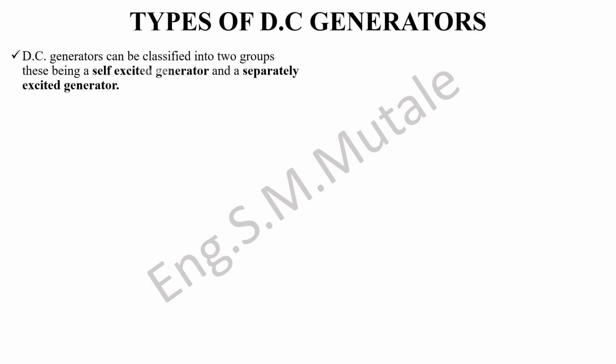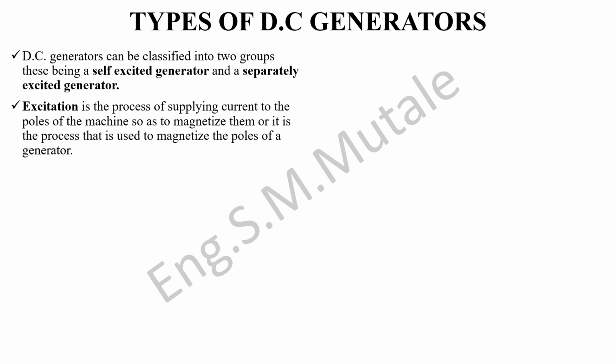In the previous lecture we discussed DC generators. We did some calculations concerning the principle and the EMF equation. This is a continuation, where we'll be talking about types of DC generators. DC generators can be classified into two groups: self-excited generators as well as separately excited generators. For this presentation, we're going to look at separately excited generators.